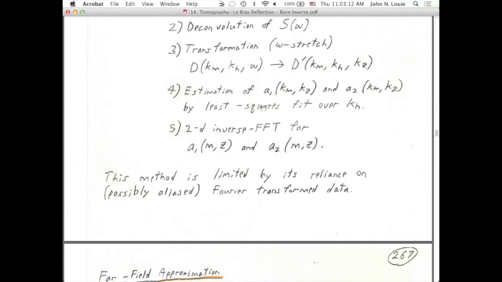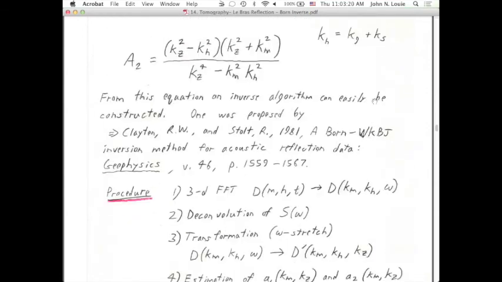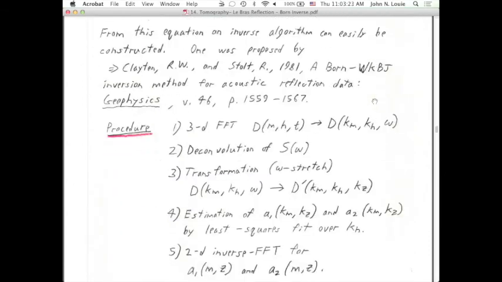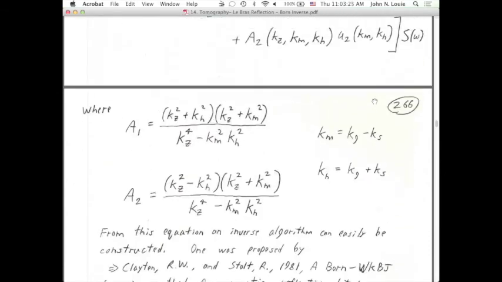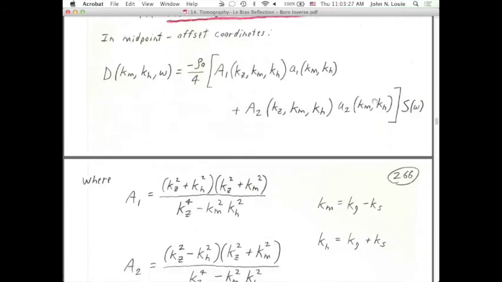And then you estimate via a least squares fit over Kh, you estimate A1 and A2. Right, I didn't show you equations for little a1 and little a2. Those get estimated from the data.